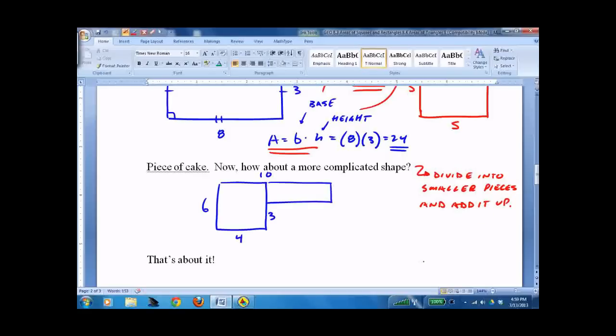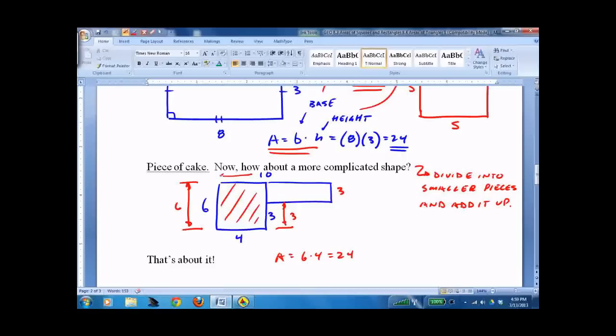Simple enough. So let's do this piece first. This one's pretty obvious. Area of that piece is 6 times 4 is 24. This one's a little more complicated over here. We have to think about it a little bit. This is 3 and this is 6. Well, if that's 6 and that's 3, then this has to be 3.